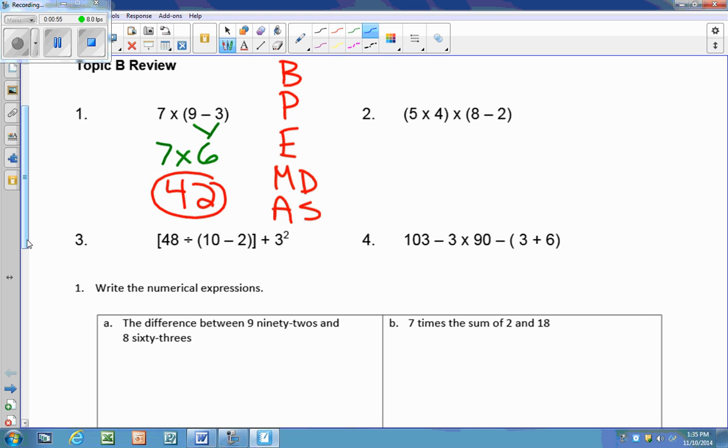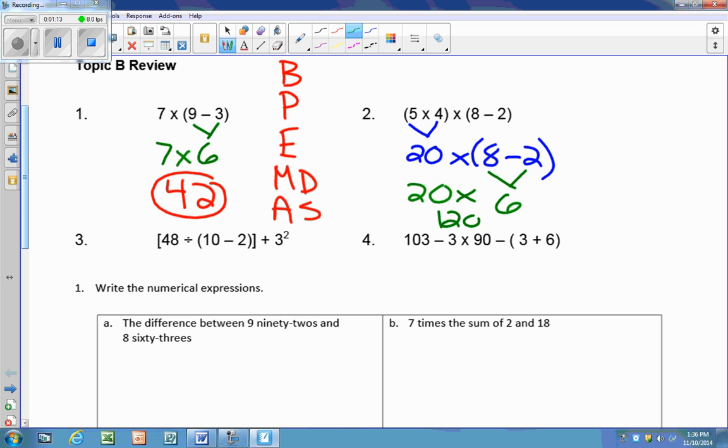Next, we have two sets of parentheses. So we start with the parentheses on the left for question number 2. 5 times 4 is 20. We rewrite everything else. We notice there's another set of parentheses. And then we end up with our final answer.